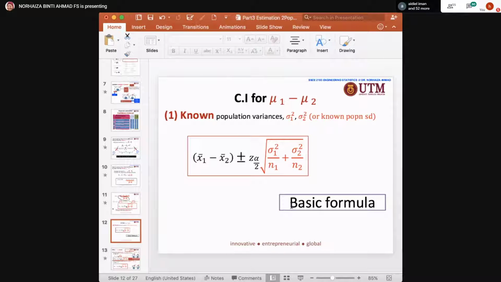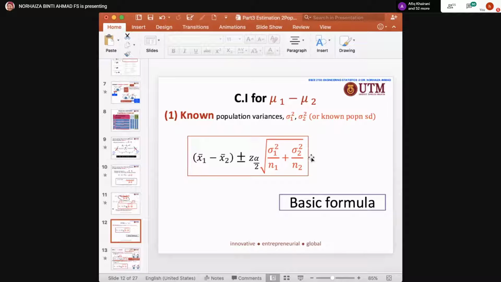Right, so that's your basic formula. Notice that if you have this basic formula, you will get x bar 1 minus x bar 2 from your sample observations. N1 and N2 are your sample sizes, but sigma 1 squared and sigma 2 squared are information from your population. You can get those values from either the population variance or the population standard deviation. Therefore, you would require this information to be plugged into this formula.